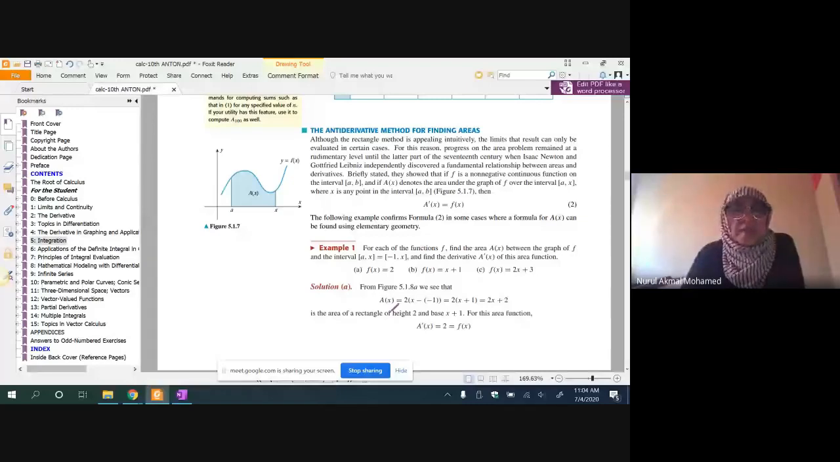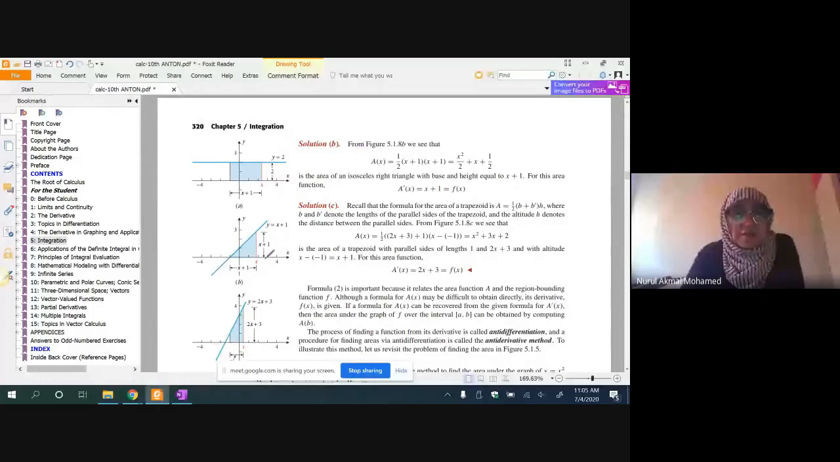Okay, and then if you differentiate this function, the area function, you will get 2. You differentiate 2x plus 2 with respect to x, you will get 2. And that is the function f, which is the curve. So this is just validation. f of x equal to 2 equal to A prime is just the validation that our area function is correct here.